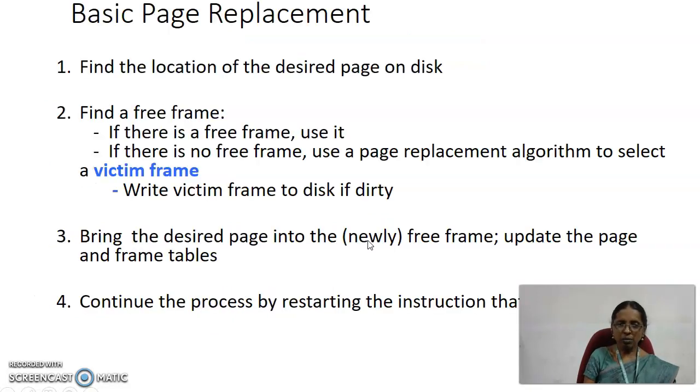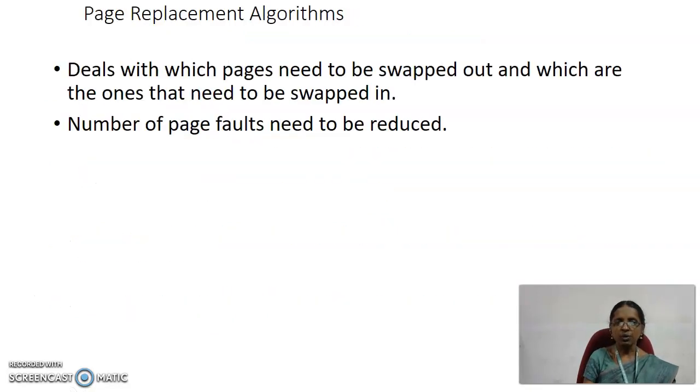The page replacement algorithms deal with which pages need to be swapped out and which ones need to be swapped into the main memory. As far as page replacement algorithms are concerned, the main goal is to reduce the number of page faults. Let us see what a page fault is. If the required page is not in the main memory, it is said to be a page fault. That page has to be loaded from the disk to the main memory. This is called a page fault.